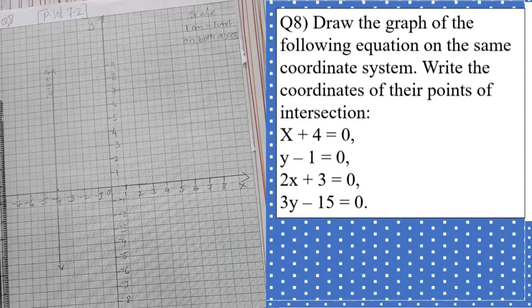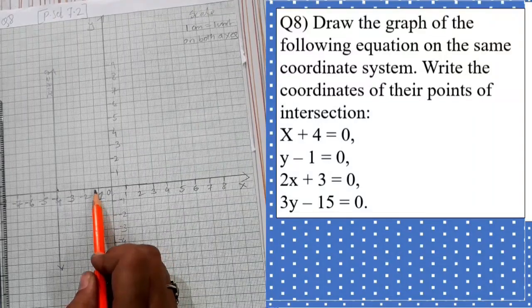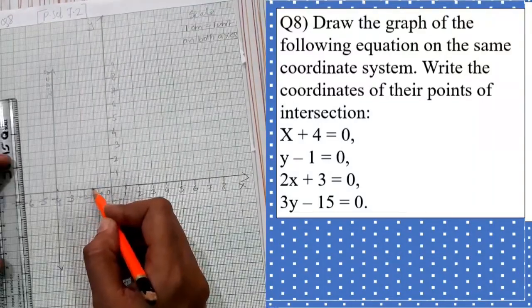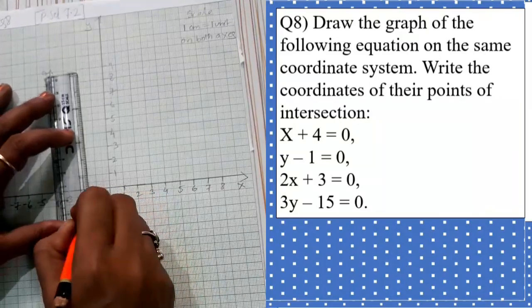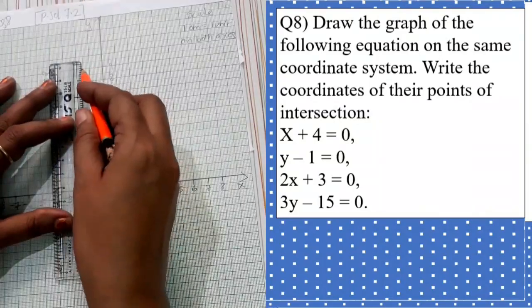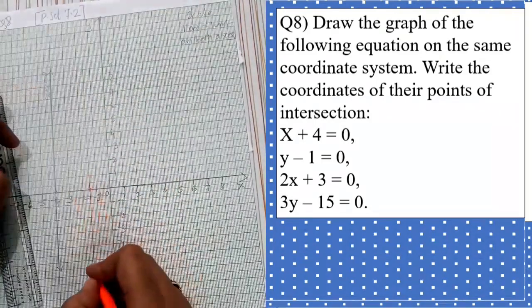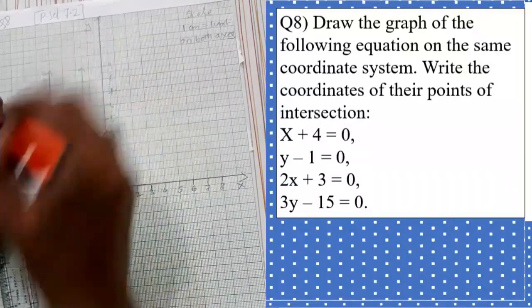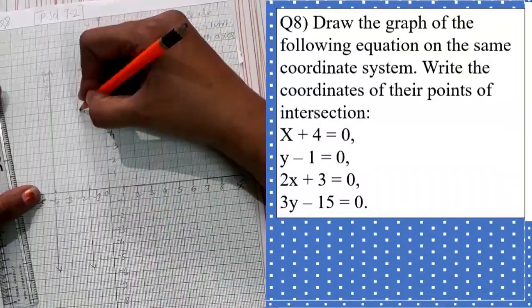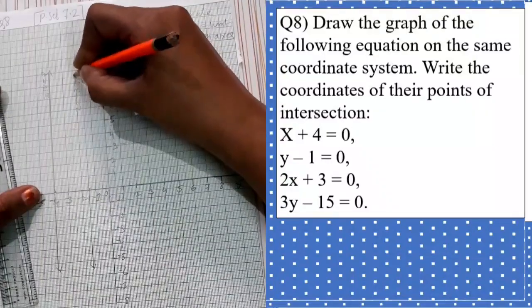Now the second one, we got 2x plus 3 equal to 0, and we got the value of x equal to -1.5. So here also we got x equal to -1.5. So -1 is here, and 1.5 will be in the middle. So this line is also parallel to the y-axis. We'll draw the line which is parallel to the y-axis. The equation is 2x plus 3 equal to 0.